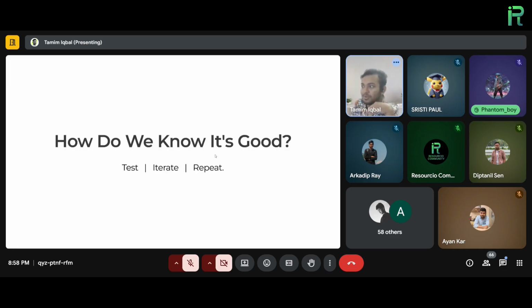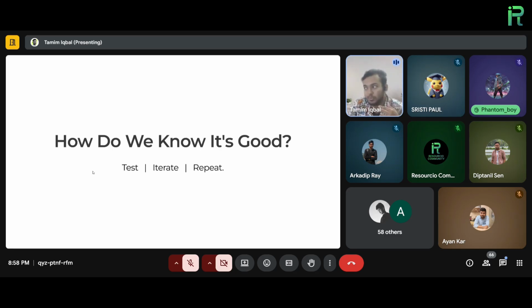Could you please say something about scaling of a product? Right. Okay, I'll get into that. I'll just talk about this and then I'll go to your question. I think I can cover it here also.